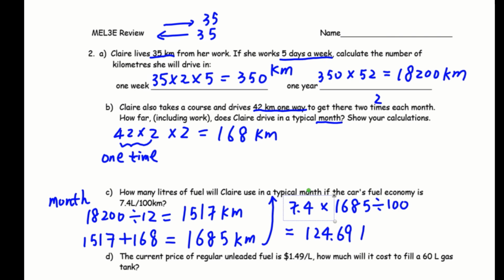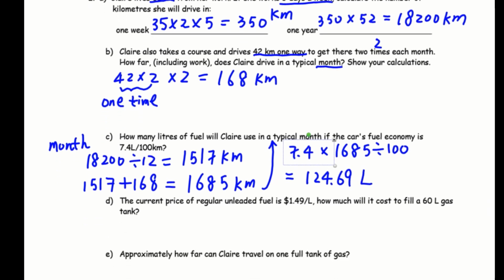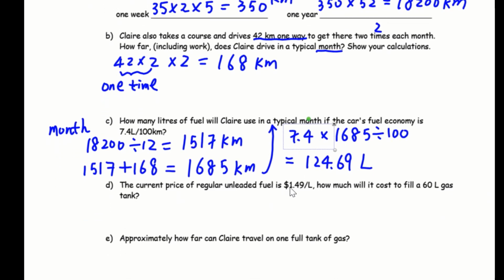Then the next question asks you, the current price is $1.49 per liter. This is the unit price. It asks how much it costs to fill a 60-liter gas tank. So this is the unit price per liter, then we times the quantity, 60 liters, to find out for 1 tank how much you are going to pay. So $1.49 times 60 liters gives you $89.40.